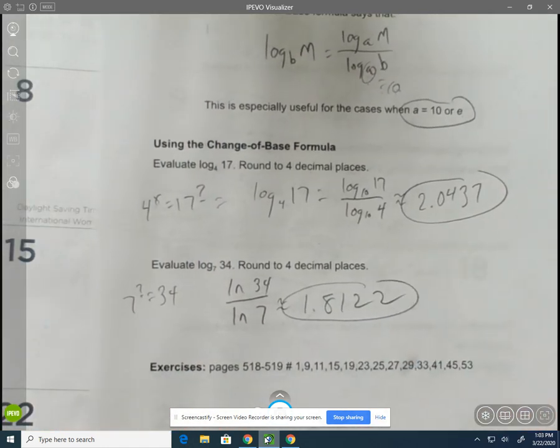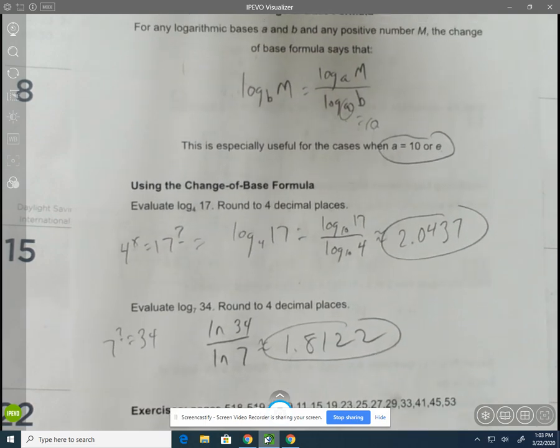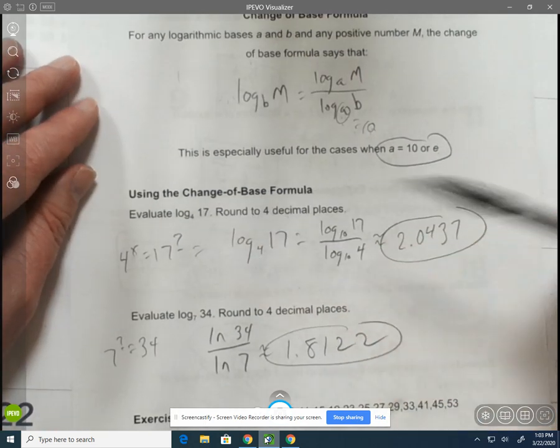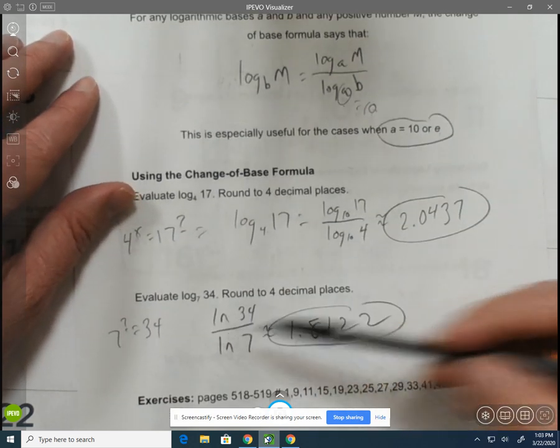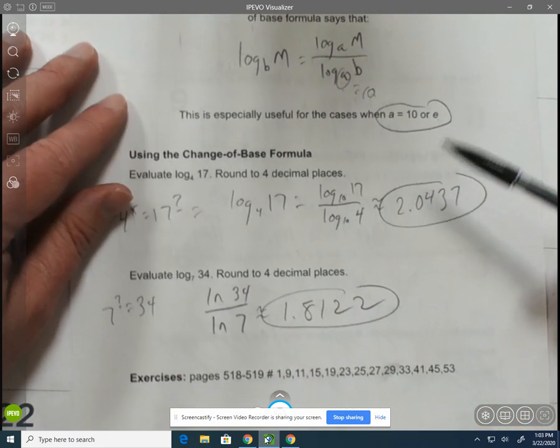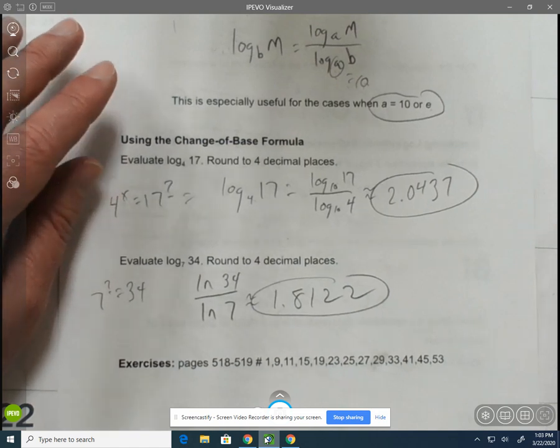Okay. So the change of base formula lets us evaluate these logarithms that before we really couldn't do, by getting them into either the common log or the natural log that our calculators can calculate.